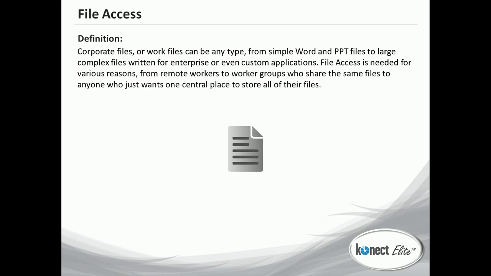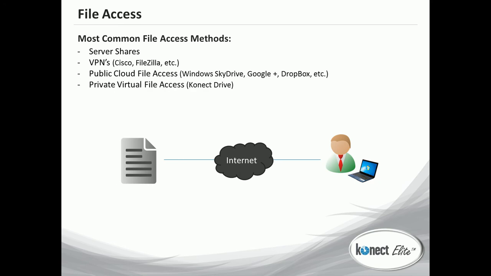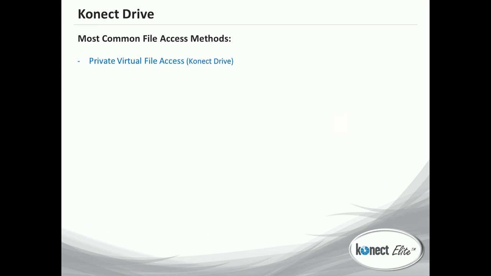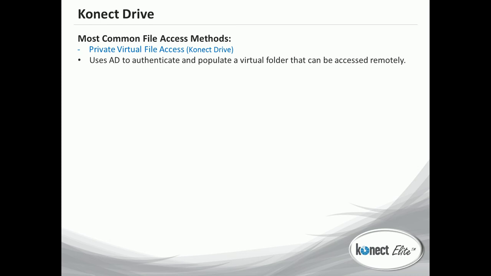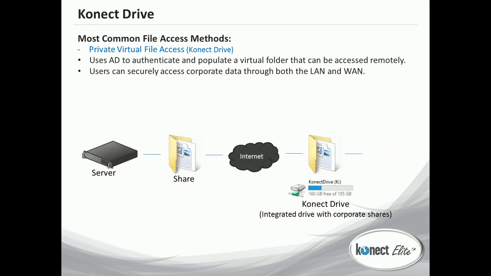Now, there are many solutions available for file access: server shares, VPNs, public cloud file access, and private virtual file access. This video discusses Konect's private virtual file access, also known as the Konekt Drive. Using Active Directory to authenticate, the Konekt Drive dynamically creates virtual folders that can be accessed remotely. This means users can securely access corporate data through both the LAN and WAN.